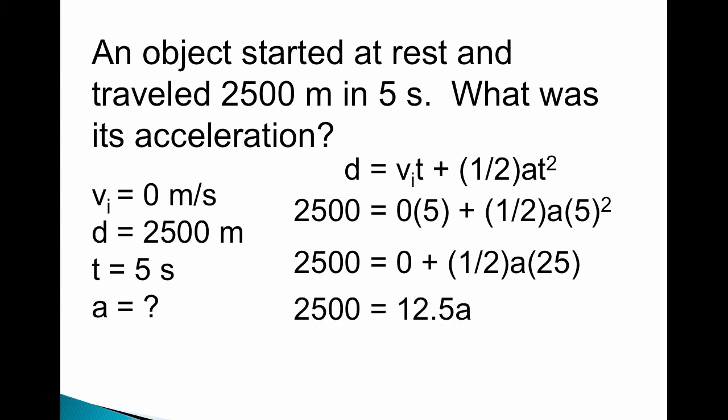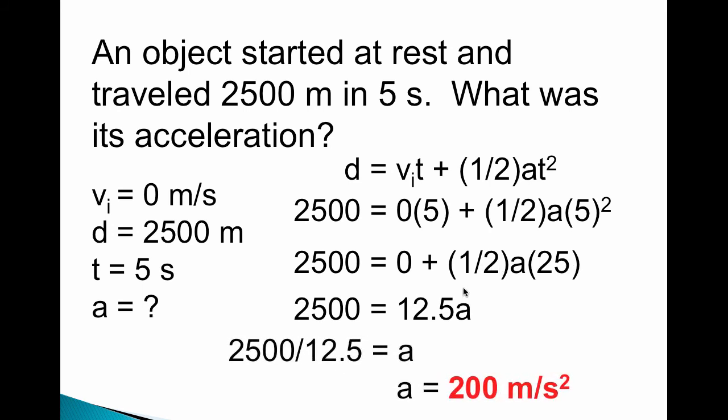So reduce it a little bit further. Here I'm getting 12.5 by multiplying 1/2 multiplied by 25. And then my last step is the division. And that'll give me an acceleration of 200 meters per second squared. Hey, that means that every second it's going 200 meters per second faster than it was the second before. That's a lot of acceleration right there.